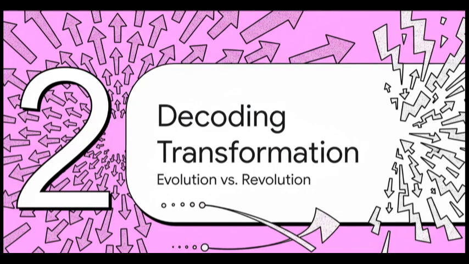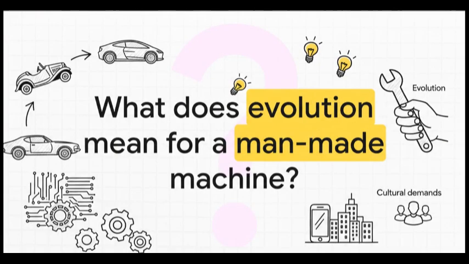Okay, so we get the format. But now we need to decode the language. The titles of these videos, they almost always use words like evolution or transformation. But what does that really mean when we're talking about this stuff? I mean, think about it for a second. What does evolution really mean for something man-made, like a car? A car doesn't adapt on its own like an animal does. No way. It's a direct result of human choices, new technologies, and what we as a culture decide we want.